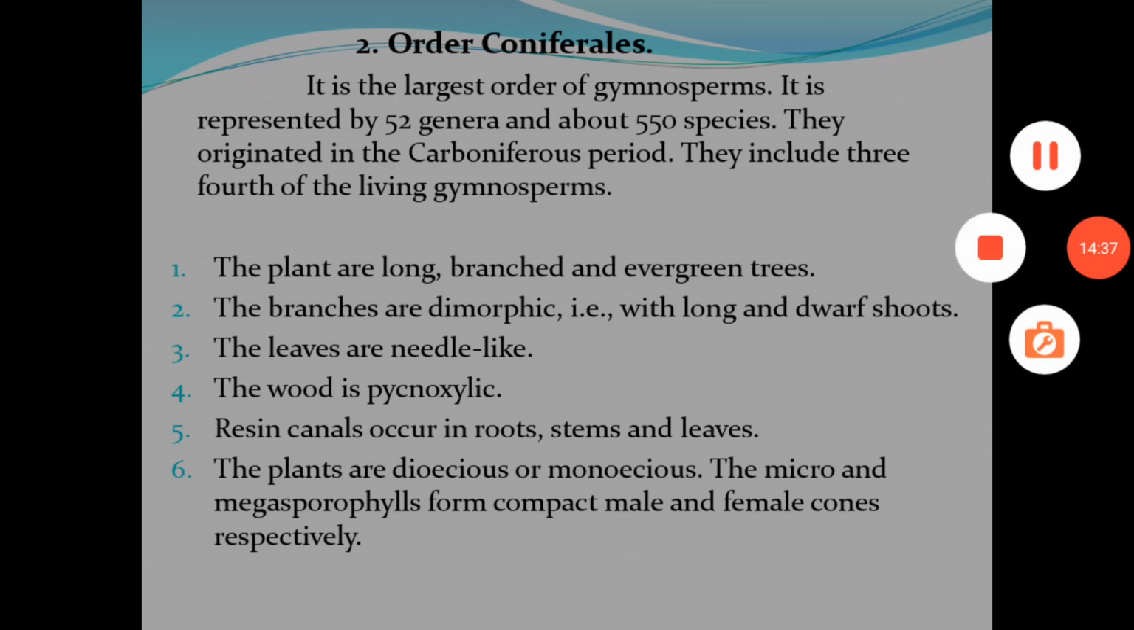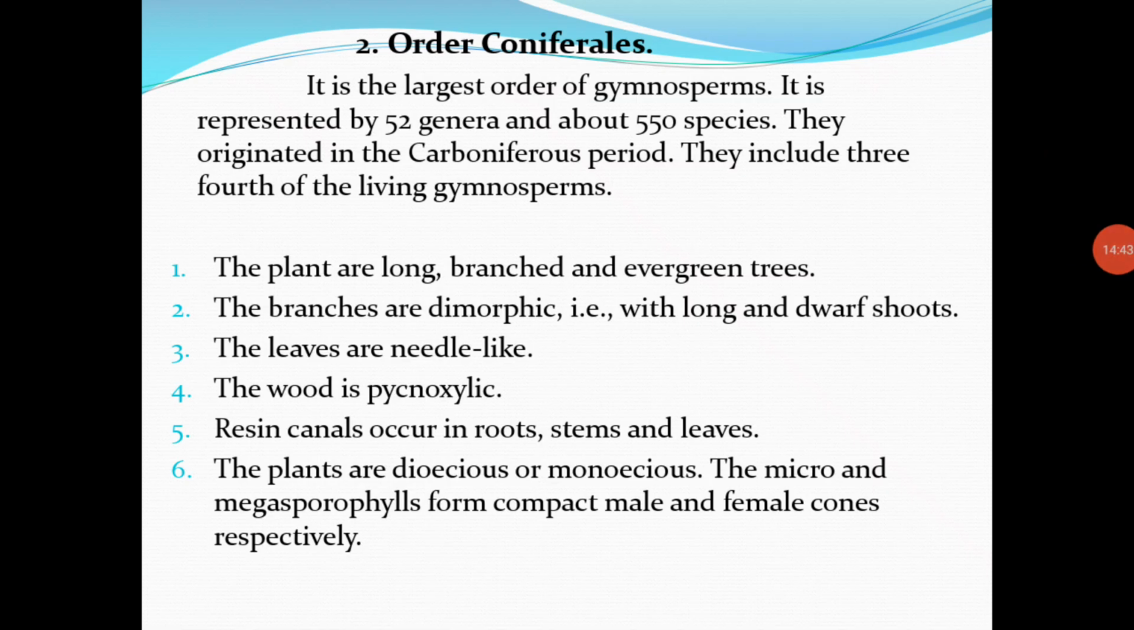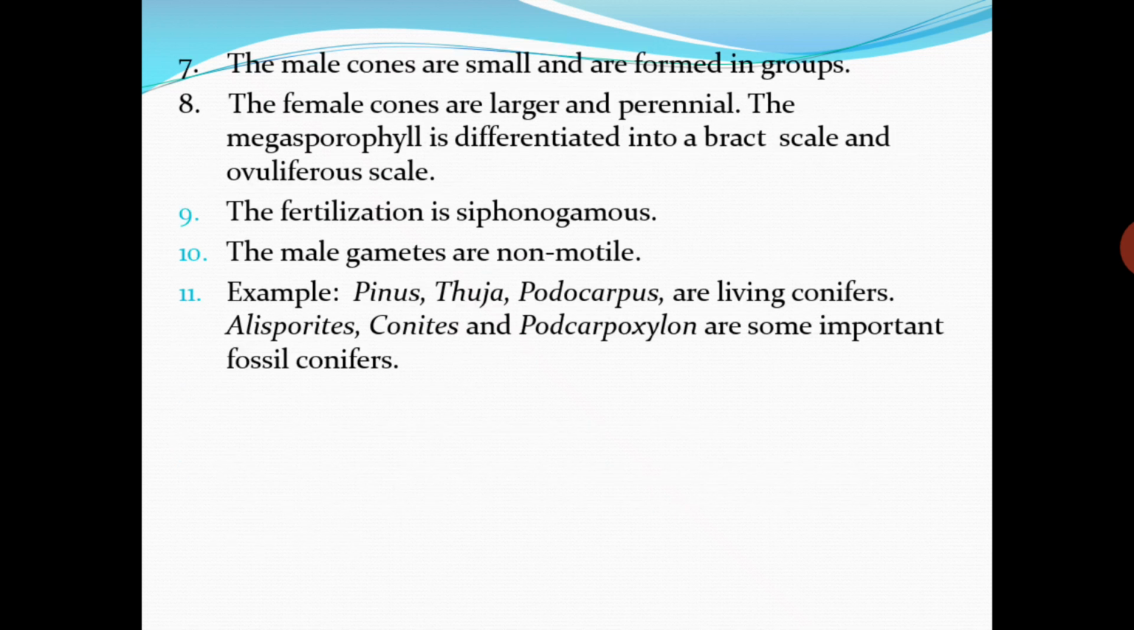The plants are dioecious or monoecious. The microsporophylls and megasporophylls form compact male and female cones respectively. The male cones are small and are formed in groups.